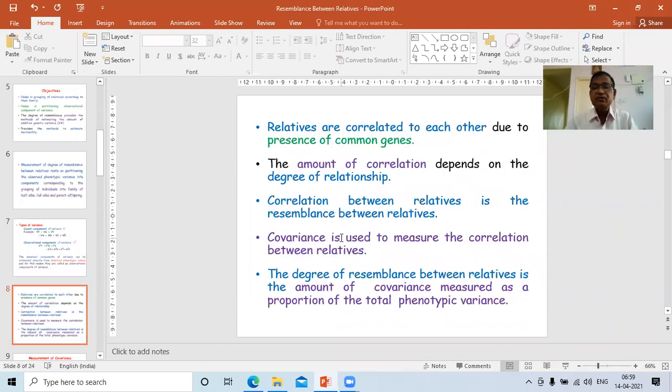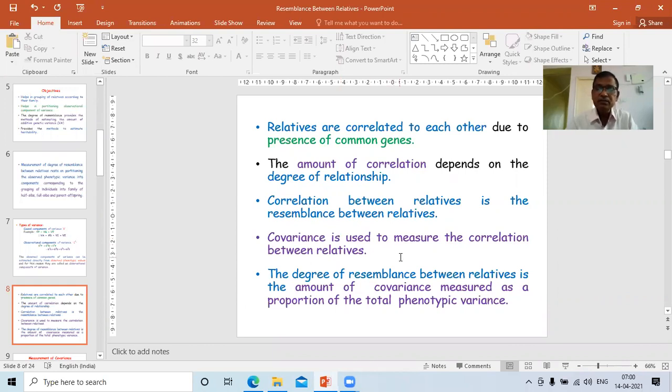Next, the relatives are correlated to each other due to presence of common genes. The amount of correlation depends on the degree of relationship. The correlation between relatives is the resemblance between relatives. Okay? Correlation between relatives is the resemblance between relatives, and the covariance is used to measure the correlation between relatives.